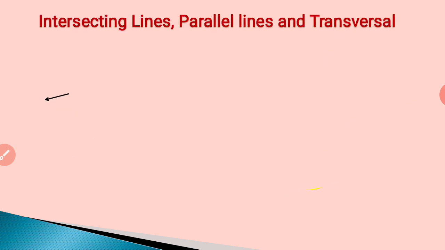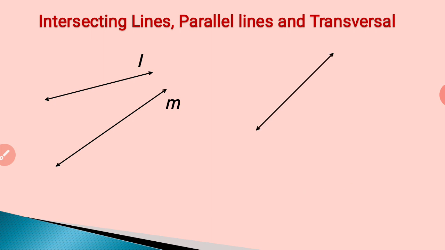Now next we come up to intersecting lines, parallel lines and transversal. So I have a line L and line M which are intersecting lines because when I extend them they'll intersect somewhere. Now I have another set of lines. Here line L and M are parallel to each other.